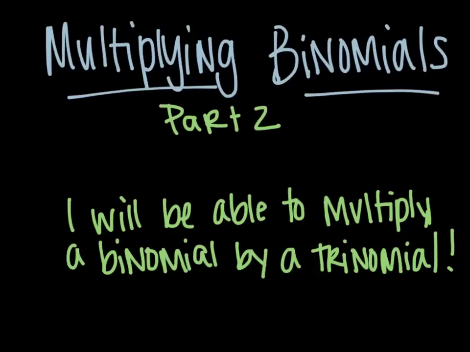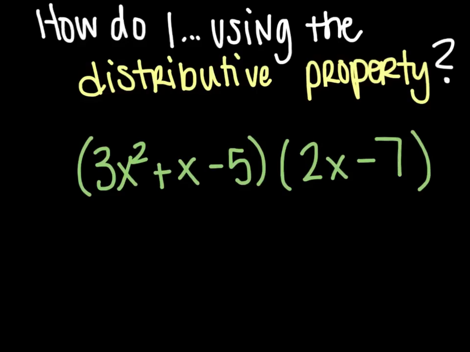Part 2 of multiplying binomials. You will be able to multiply a binomial by a trinomial. So a little bit different, 3 terms being multiplied instead of just 2 for both cases. I will show you 2 different methods, just like I showed you 3 methods last time. Remember I said FOIL only works for when you're multiplying 2 binomials, so I will not show you that method in this one. So you'll just learn about the distributive property and the box method.